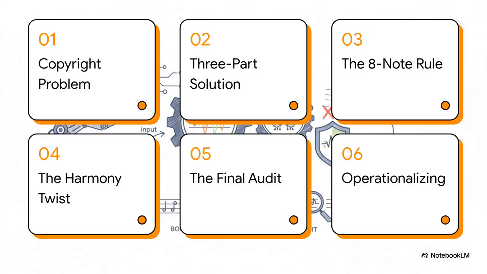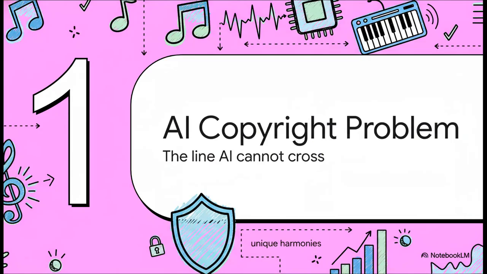So here's our game plan. First, we'll lay out the legal problem, the big hurdle. Then we'll walk through a really clever three-part solution, looking at each of these technical guardrails they've put in place. And finally, we'll see how it all comes together to make this whole thing work. All right, first things first, we have to really understand the problem we're trying to solve.